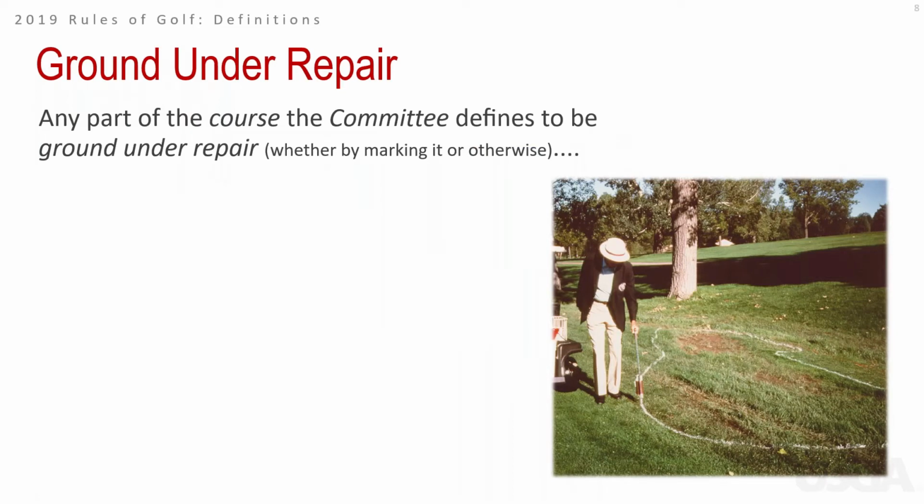So another element under abnormal course condition, and it has its own definition, is ground under repair. Any part of the course which the committee defines to be ground under repair, whether marking it or otherwise. And we'll get into that a little bit more, some of the other ways you can define ground under repair.